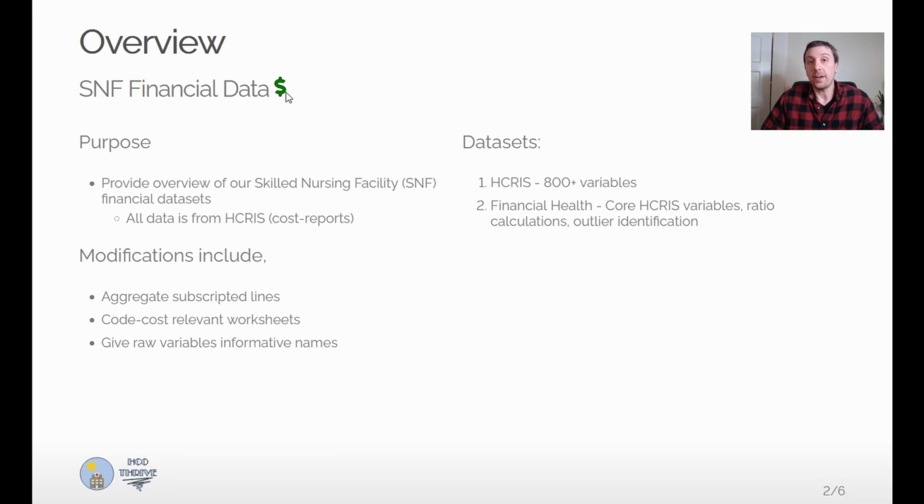It has over 800 variables. Think about 6 or 7 worksheets out of the total. And then our smaller, more compact dataset is our financial health dataset, which also has ratio calculations and outlier identification.